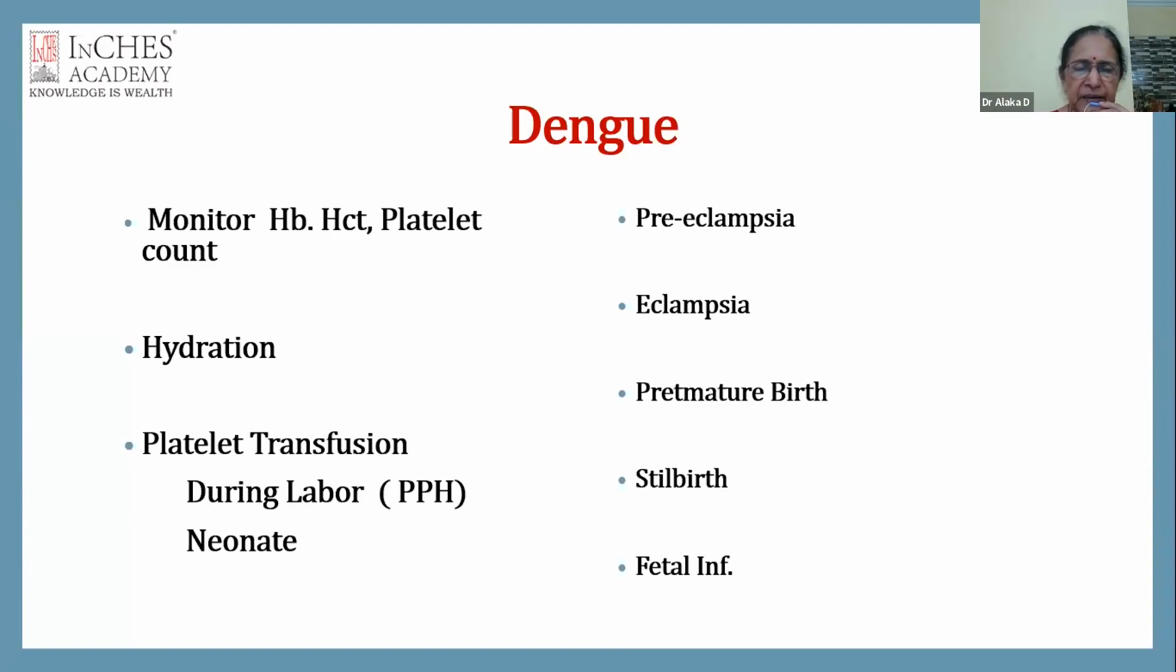Otherwise, during labor, the patient may go into PPH, the neonate will suffer. The complications of dengue will be preeclampsia, eclampsia, premature birth, stillbirth, and fetal infection of dengue. So please counsel the patient, tell them that there could be problems because there is dengue, but you are managing it. If you are confident you can manage, because if the platelets are high and hematocrit is not rising very fast, there is no need to hospitalize, you can treat the patient. Otherwise, it is better that you send him to the hospital.